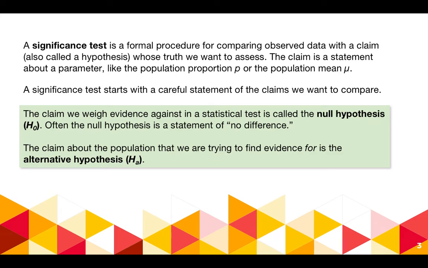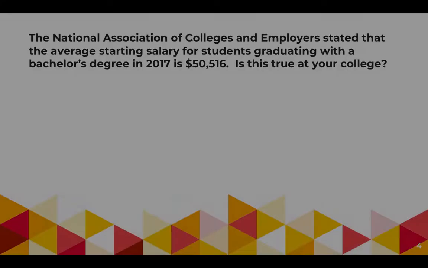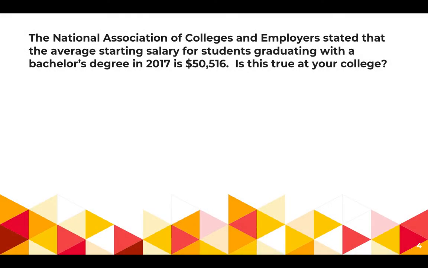And so the claim we weigh evidence against in a statistical test is called the null hypothesis. We abbreviate it H sub 0, and usually we just say H naught. Often the null hypothesis is a statement of no difference. The claim about the population we're trying to find evidence for is called the alternative hypothesis, and we abbreviate that H sub A. So let's look at this example again.